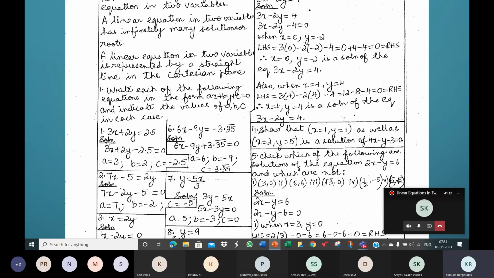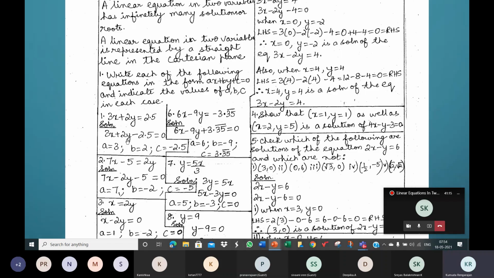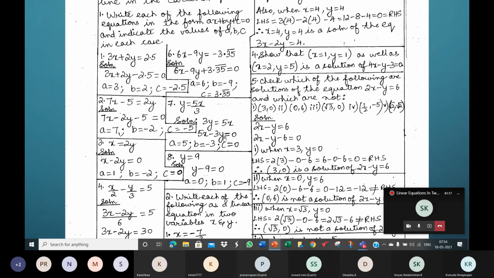All right, so look at this one. We'll just take one example, children. Let's say the seventh one here. So this is nothing but 3y is equal to 5x. So now we may get different values for a, b, and c depending on how you transpose. Let's just do this and understand. We can get two sets of values depending on how we transpose.